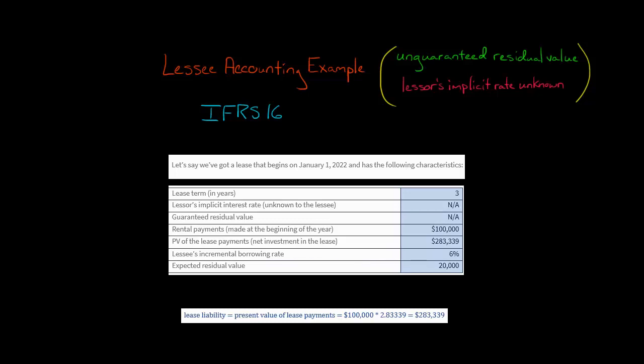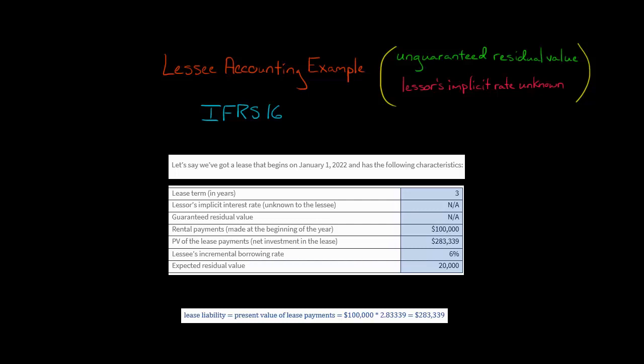Let's do another example of lease accounting from the perspective of the lessee under IFRS 16. But in this example, let's assume there's an unguaranteed residual value. That means that the lessee has made no promises to the lessor about what the fair value of this asset is going to be at the end of the lease term.